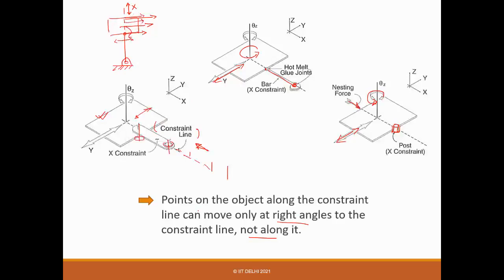So what it says: points on the object, any point on the object. If you take this point, right, a point on the object along the constraint line can move only at right angles to the constraint line, not along it. So you have to consider these points along the constraint line. That's the basic thing you have to understand.